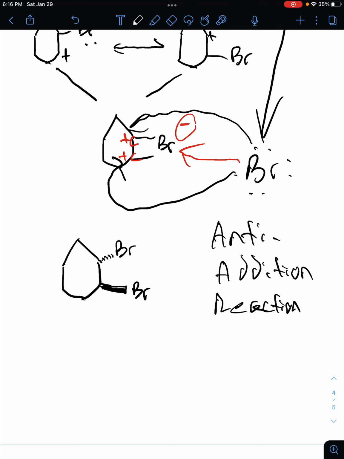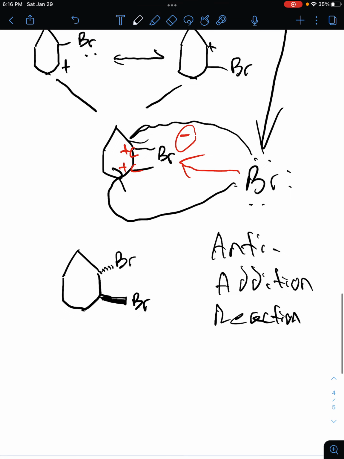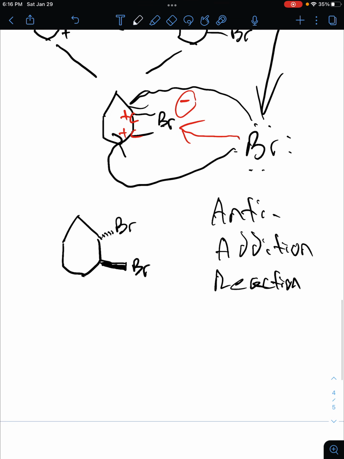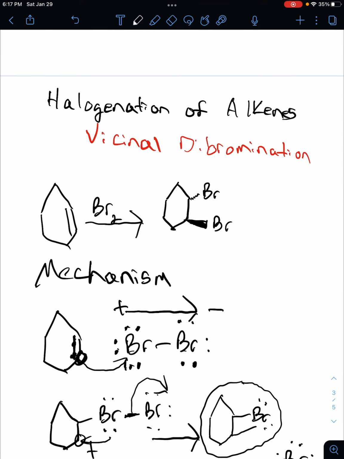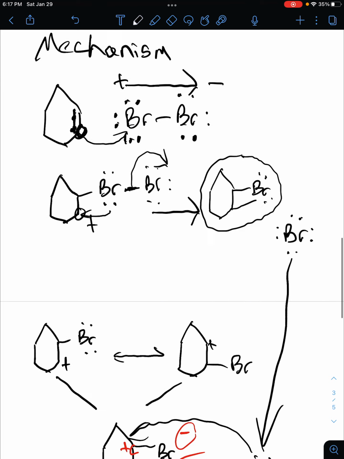More than likely, all you're going to need to know for a test is when you have Br2, this reaction will also work the same way if you had chlorine. So if you had Cl2, if both of these were chlorine atoms, it would work the exact same way. So you had a vicinal dibromination, it'll be the same thing if you had a vicinal dichlorination as well.